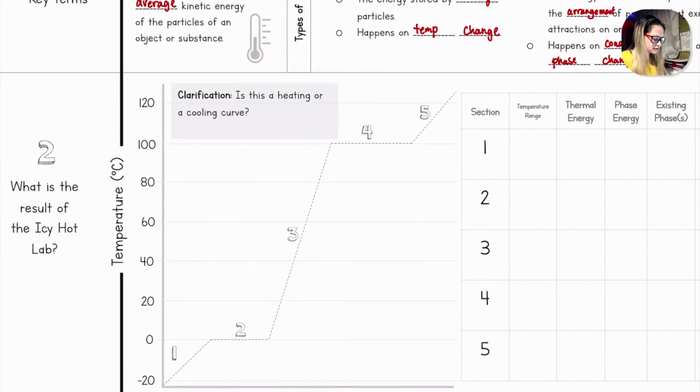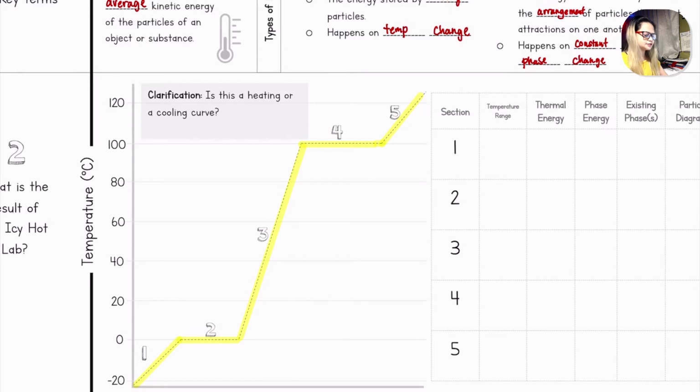Okay, so what is the result of your icy hot lab? Well, it looks like this. You had the ice, and you heated it up until it boiled. You had a diagonal line to 0, a flat line at 0, a diagonal line to 100, a flat line at 100, and you never really went up, but we are going to assume that it'll go up because that's the pattern. So therefore, our section 5 is going to be a diagonal line as well. So it looks like a staircase.